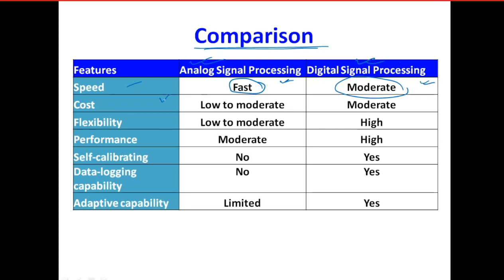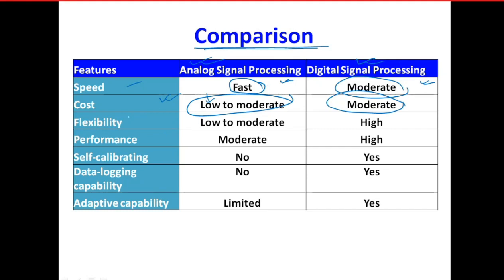Then we have cost. Cost is low to moderate. Low is for very simple circuits, and moderate if you want to make a very complex system. Whereas digital signal processing, to start with, is moderate in price.